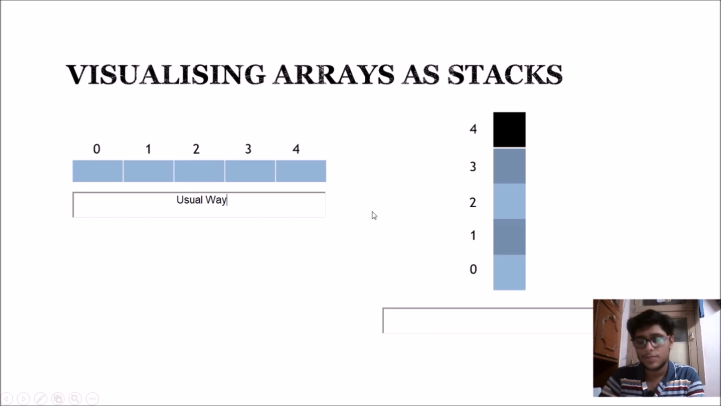Now this way is much easier to consider a stack, because it feels like I'm putting numbers on top of each other, like 1, 2, 3, 4 and 5. So this is how we're going to interpret an array from now on to make stacks easier. I call it the stack way.